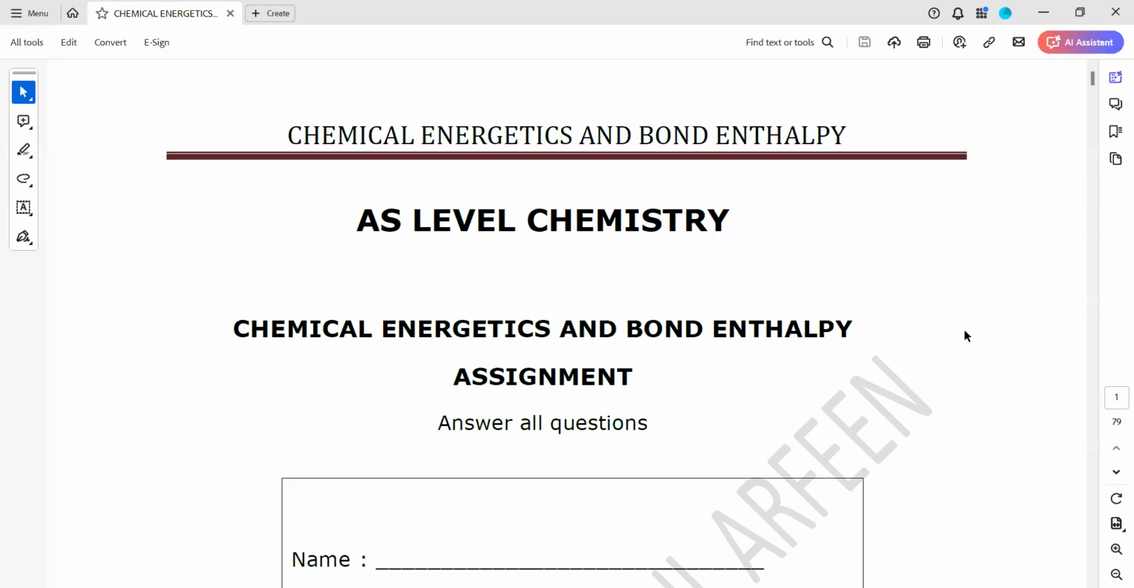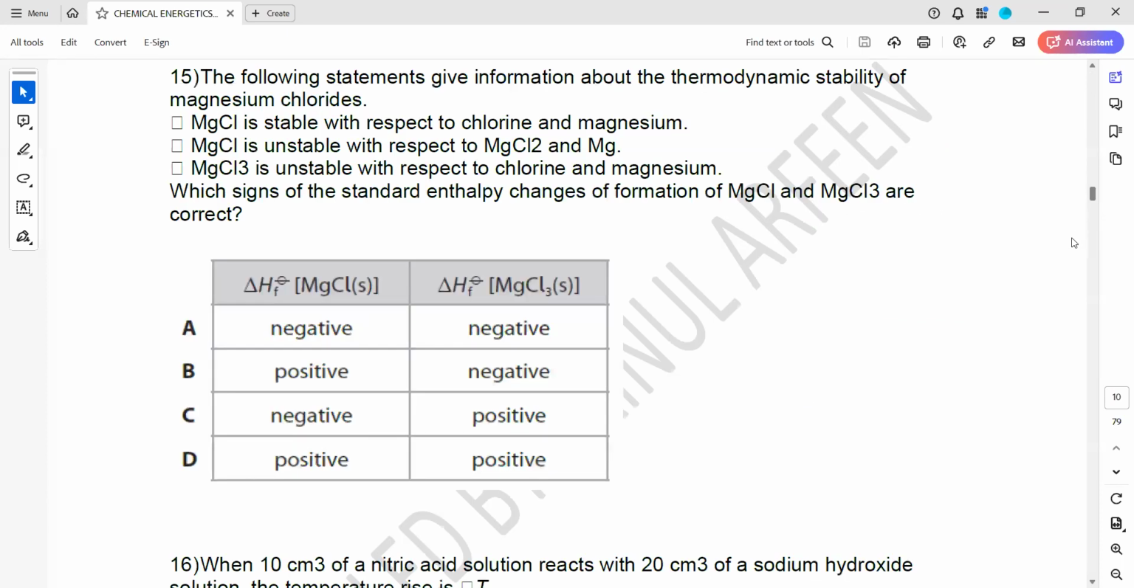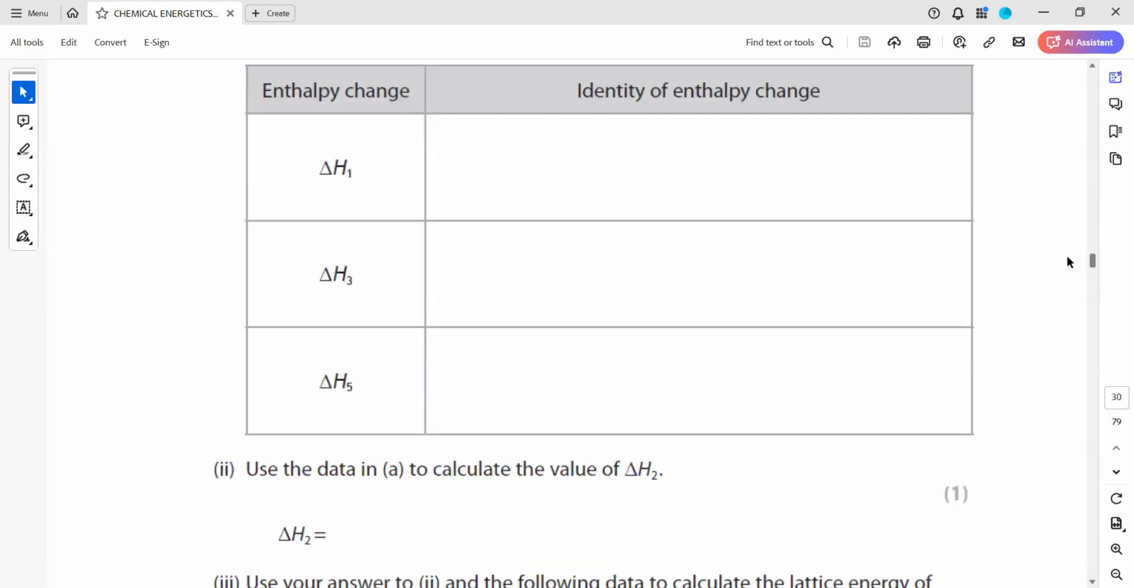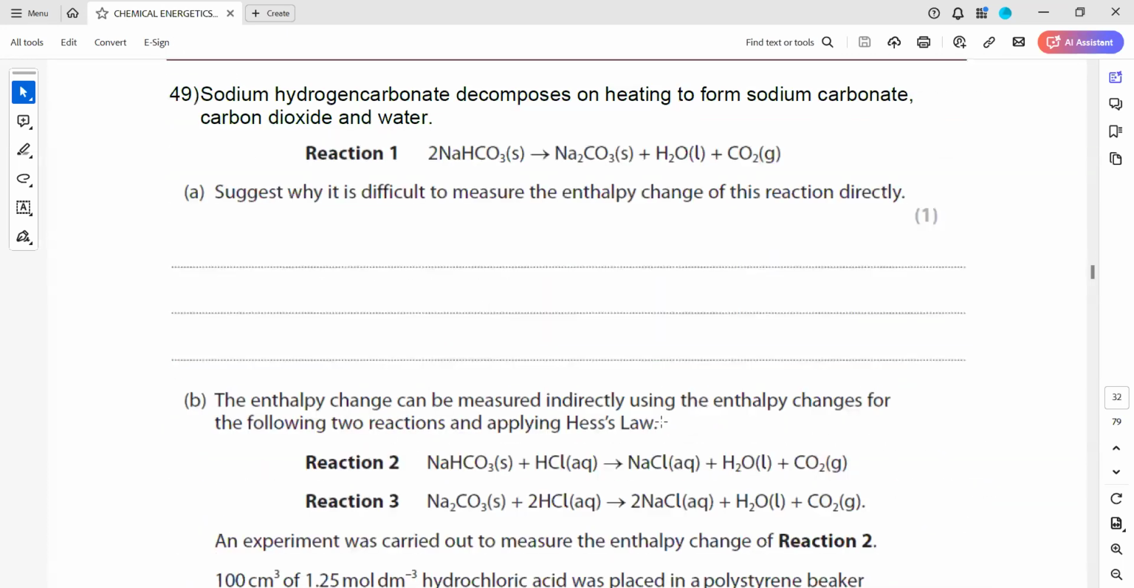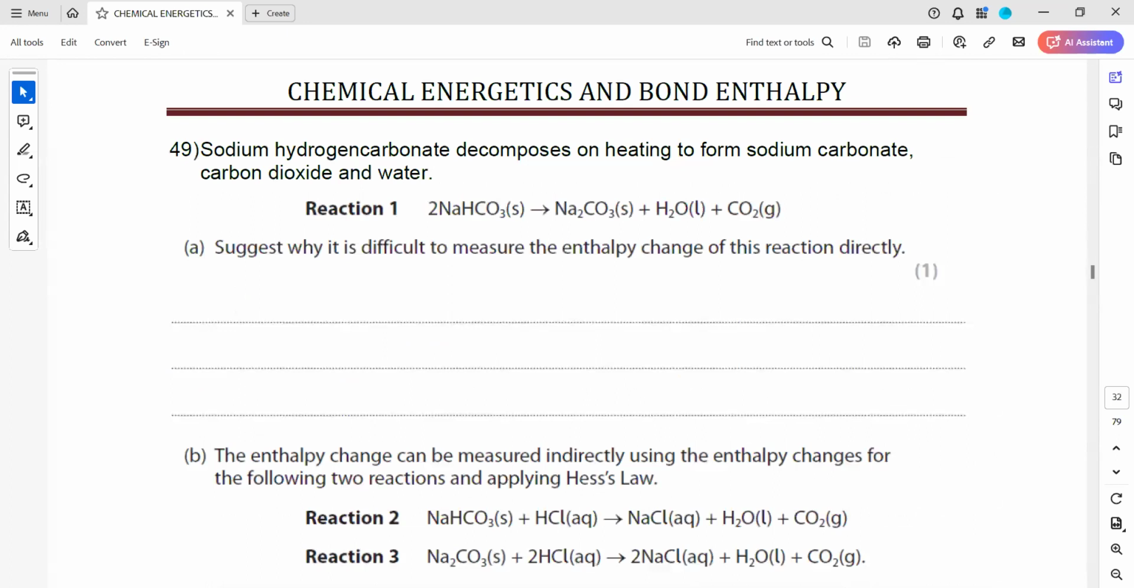So this assignment is related to chemical energetics and bond enthalpy. The first 48 questions are already recorded, so I'll start with question 49. In this question, sodium hydrogen carbonate decomposes on heating to form sodium carbonate, carbon dioxide, and water. Reaction 1 is shown. Suggest why it is difficult to measure the enthalpy change for this reaction directly.